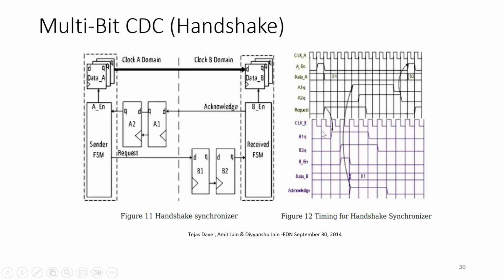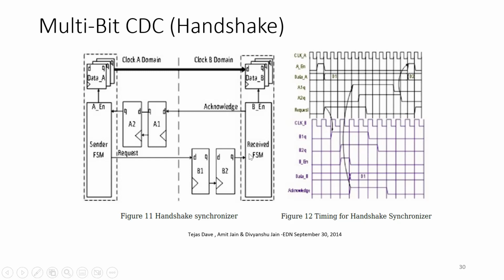This is my request. Here, it will come out of B1, but it will come out of B1 upon the rising edge of clock B. Can you see the rising edge of clock B? Yes, I can. I have here B1 going high. And after one more clock cycle, B2 will go high.